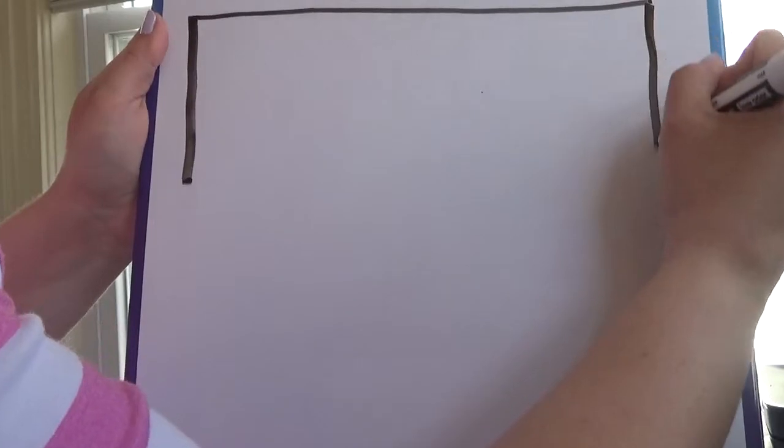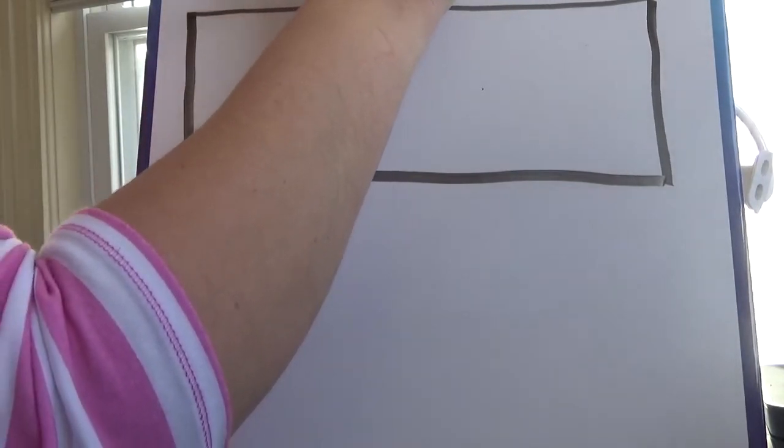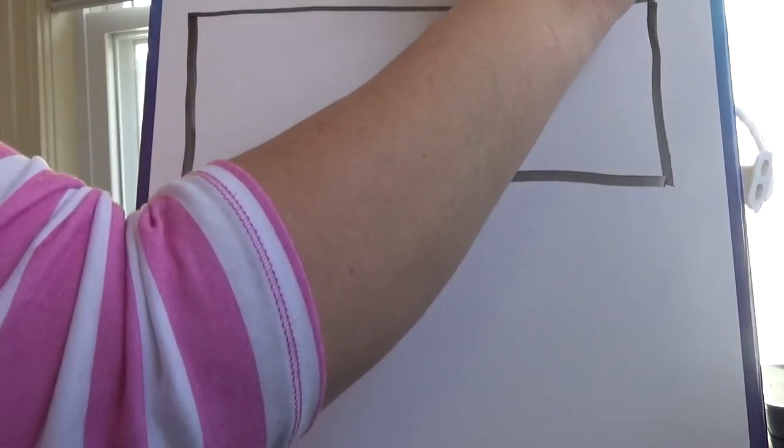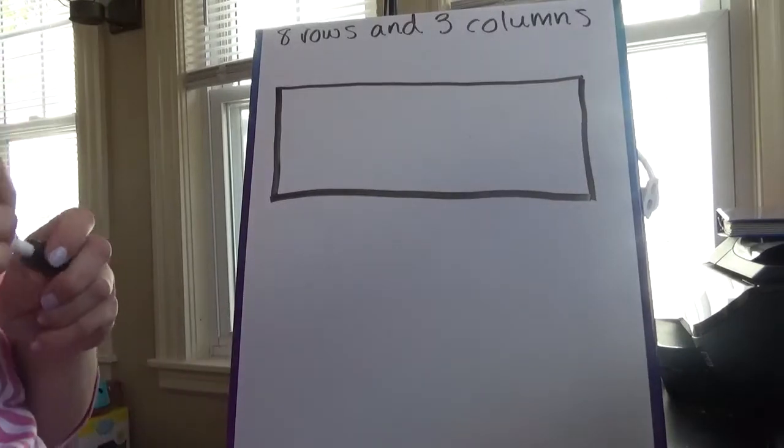Okay, hopefully you've had some time to solve that problem. What I'm going to do here is just get my board set up. I'm going to draw my rectangle as straight as I can. Awesome. There's my rectangle. Now this problem told me to divide the rectangle into 8 rows. I'm going to write that right here so we don't forget. And 3 columns. There we go. So you can see it, 8 rows and 3 columns.